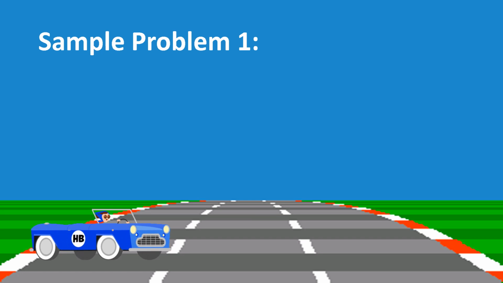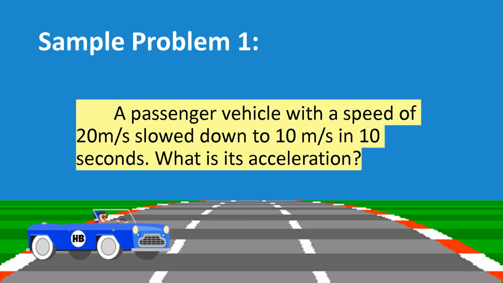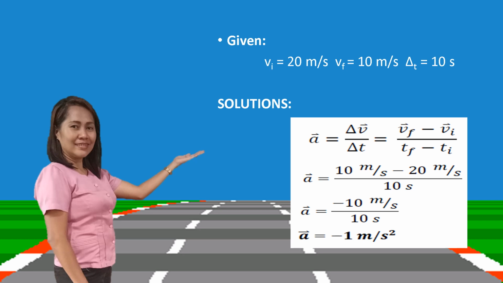Sample problem number 1. A passenger vehicle with a speed of 20 meters per second slowed down to 10 meters per second in 10 seconds. What is its acceleration? The next thing you're going to do is to write the formula to be used. So you will have acceleration is equal to change of velocity divided by the change of time. Take note that in order to get the value of the change of velocity, you have to subtract the initial velocity from the final velocity before dividing it by the change of time.